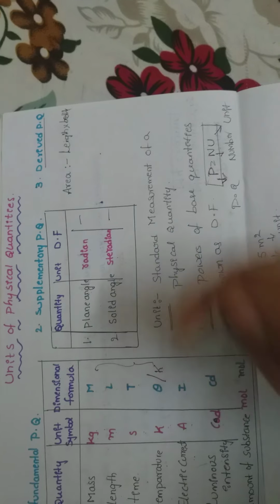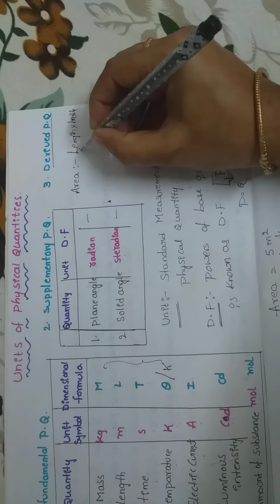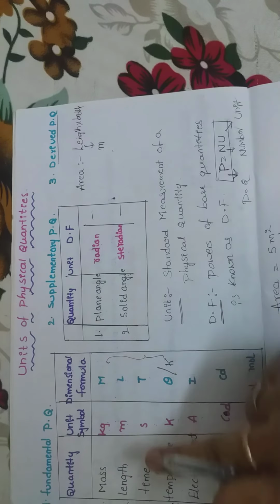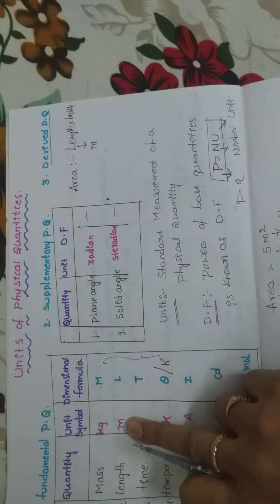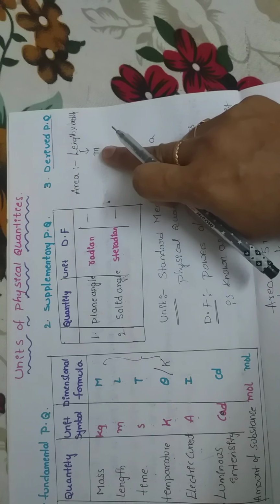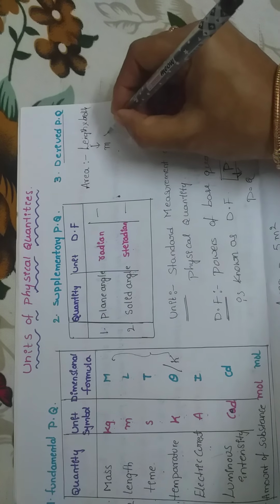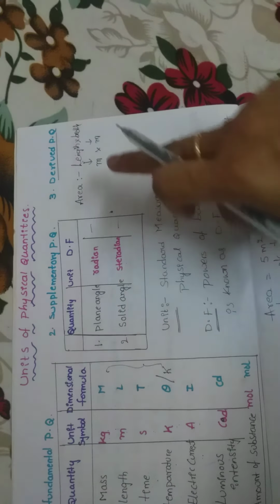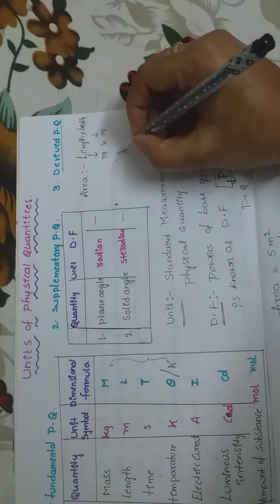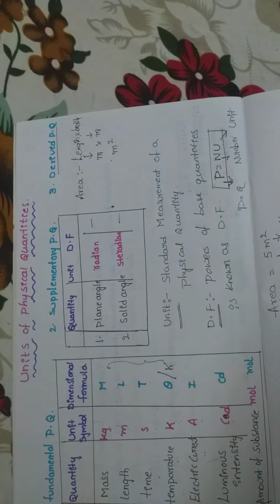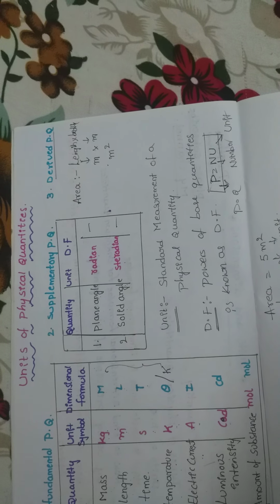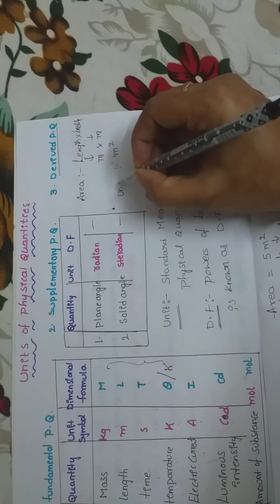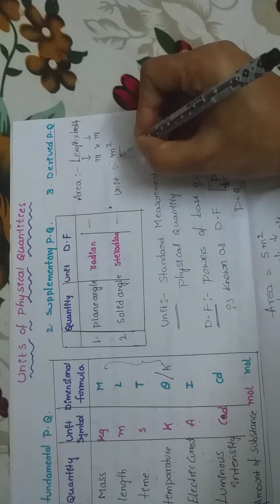Let's see here. Length we should measure in terms of meter. The symbol for length is small m, that's why here I am taking small m. And breadth is also measured in meters, that is also small m. Meter into meter, meter square. So meter square is the unit of area.